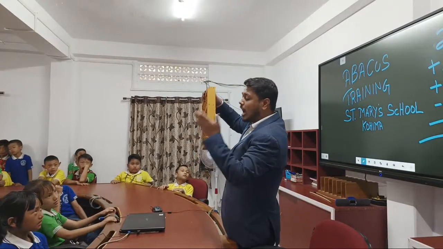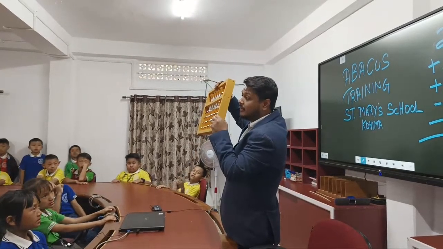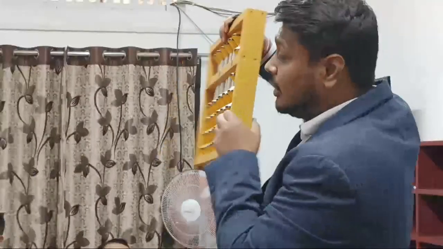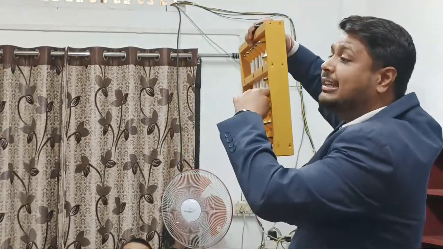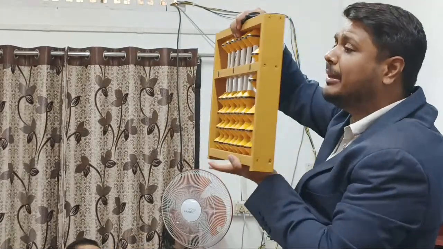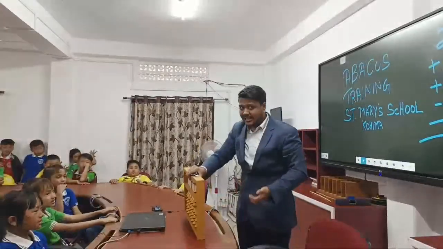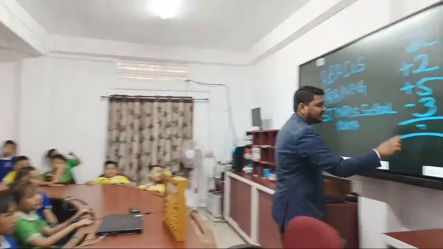How am I supposed to do minus three? Don't give me the answer yet. How will I do minus three here? Three beads down. Very good, one, two, three. I push three beads down. What is the answer on my scale? Six. Six is the correct answer. Clap for yourself.